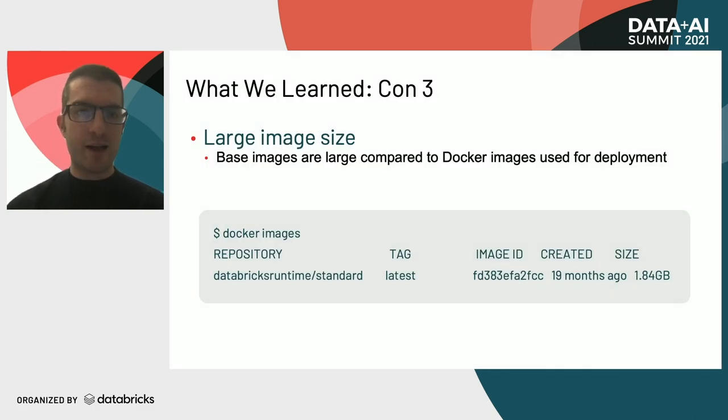Also, these image sizes can get very large. If you're used to using Docker images for deployment processes, you might have your images somewhere in the range of 100 to 500 megabytes. But in the case of the Databricks runtime, that's going to make the image much larger. As you can see here, the Databricks runtime standard is 1.84 gigabytes. And in our case, when you include Spire and the submodules and dependencies and so on, it ends up being over 2 gigabytes per image. So it is worth keeping in mind that these are rather large.